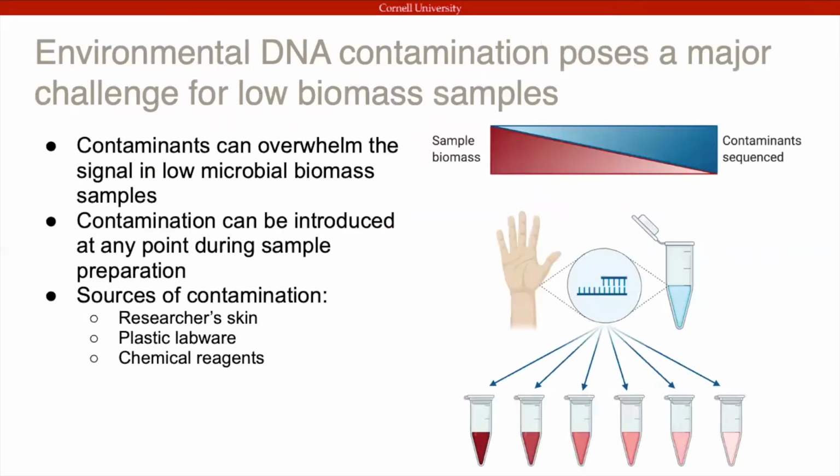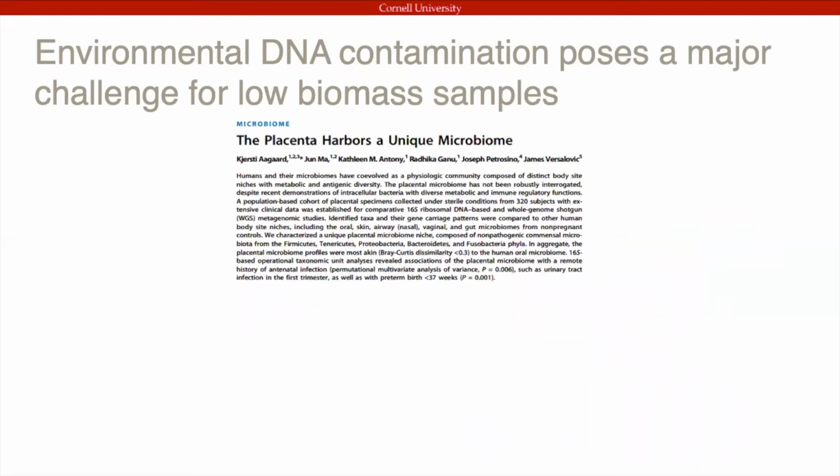Another major problem for cell-free DNA metagenomic assays is environmental DNA contamination. It's a problem in most DNA sequencing assays and is pretty much unavoidable. But for low microbial biomass samples, like our cell-free DNA samples, contaminant DNA can easily overwhelm the signal. So contamination can come from a number of places, commonly your skin, from the labware you use, or the chemical reagents. And it can really confound the results that we are sharing.